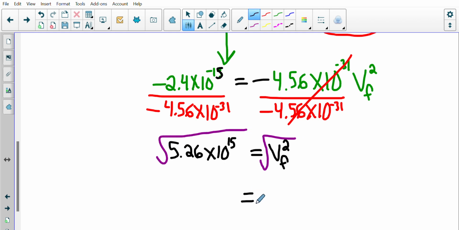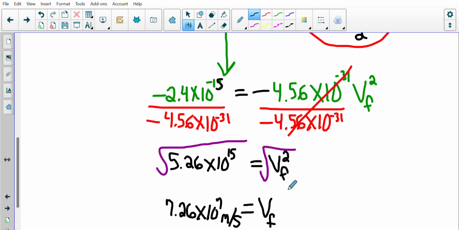I just left it in my calculator. So we get VF is equal to 7.26. I'm going to run out of room here. It's a big number, scientific notation. So we get 7.26 times 10 to the power of 7. And again, in our standard units, we have meters per second.